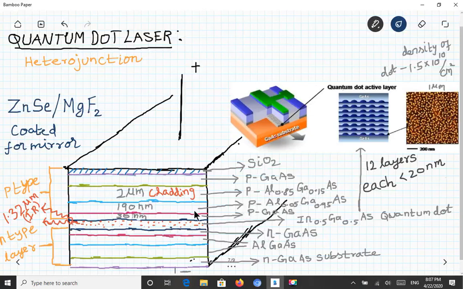Here the thickness is 2 micrometers for this layer, that is Al 0.85, Ga 0.15, As, a 2 micrometer thickness layer. Below that, a 190 nanometer thickness of P type, which is made up of aluminum gallium arsenide again, but the ratio is different, 0.05 and 0.95, and arsenide. Why we need this kind of combination, I will tell you, which here you are going to see as cladding surface.